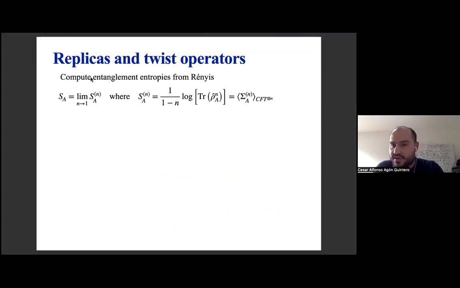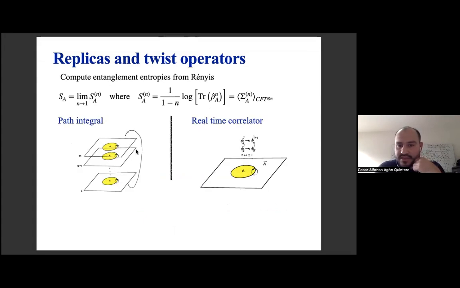So for computing these quantities, we're going to use the replica trick, in which what we compute actually is just the Renyi entropies and take the n going to one limit. And the Renyi entropies are just these traces of integer powers of the reduced density operator. And so we have these two alternative ways of interpreting this quantity, the trace of rho to the n. One is in terms of Euclidean path integrals, where we do some cyclic identification and we rotate along the boundary of the region in question, and then you go from one sheet to the next, and you construct this type of Riemann surface.